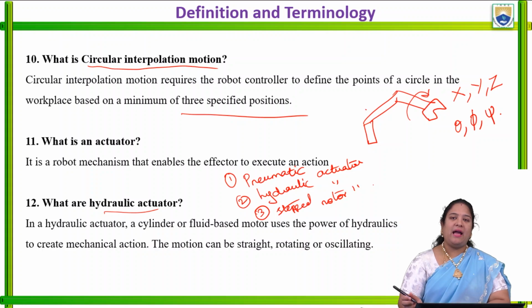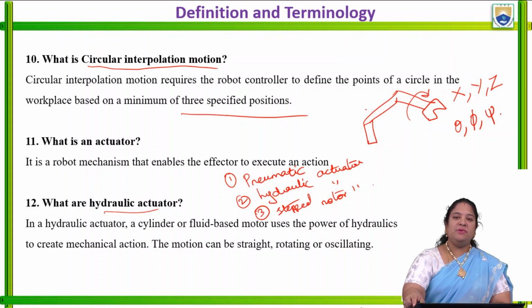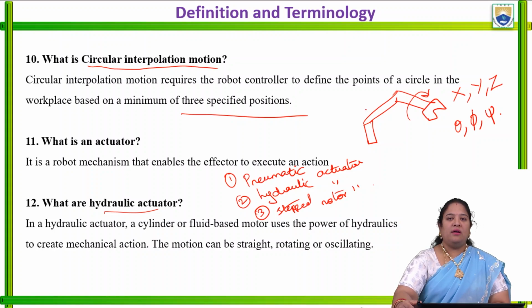Generally, the pneumatic actuator works with the help of air. The actuator's working principle is based on air. As the air is sucked in, it expands and moves the piston within the cylinder of the robot's manipulator, and with the help of this, the robot's manipulator movement takes place. That is known as the pneumatic actuator.